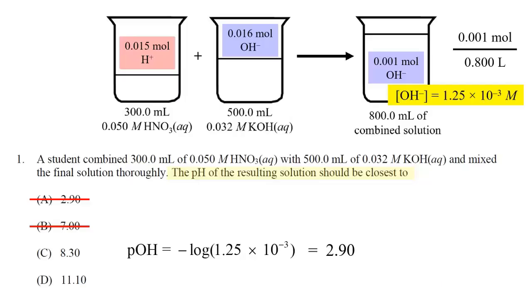Now, if you look carefully at choice A, which we've already eliminated, 2.90 was the choice A answer. So some students might have gotten this far in their calculations and then forgot that what they were considering was pOH and not pH. They might have chosen A if they weren't paying attention closely. So all we have to do now to go from pOH to pH is 14 minus 2.90. So the correct answer to question 1 is choice D. The pH of the resulting solution should be closest to 11.10.